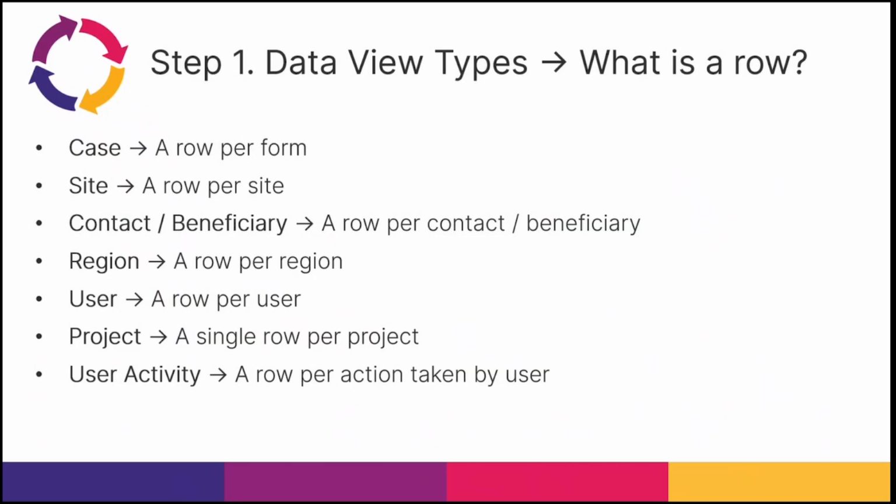So for example, your form data is probably going to be represented in a case report, where each row represents an individual submission of a form. In a site data view type, each row represents a site. In our contact and beneficiary tables, each row represents a contact or a beneficiary. Region, each row represents a region. User, each row represents a user. A project data view type is just a single row with your project metrics. And the last one is a row representing each action that you've taken. So if I've made 5 submissions today, I should see 5 rows from me saying that I've made a submission, and maybe the form that I submitted.